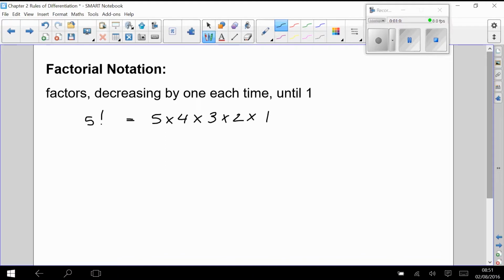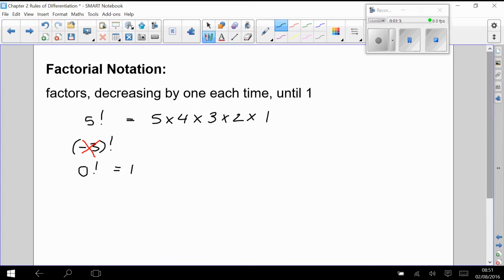You can see that these factors are positive factors. So for example, if I said to you, what is minus 3 factorial? There is no solution. So the number cannot be a negative number. Interesting as well is 0 factorial is in fact 1, and that can be explored separately.